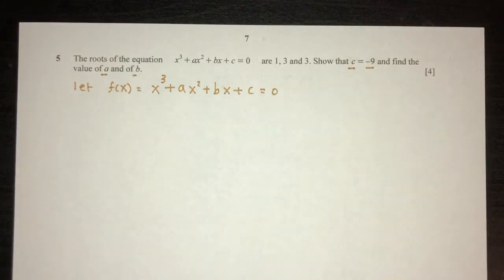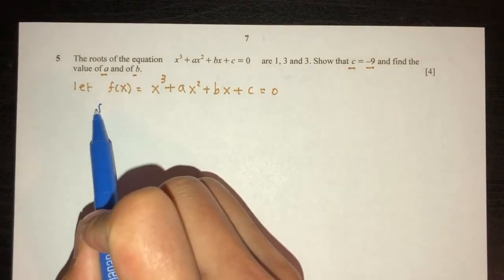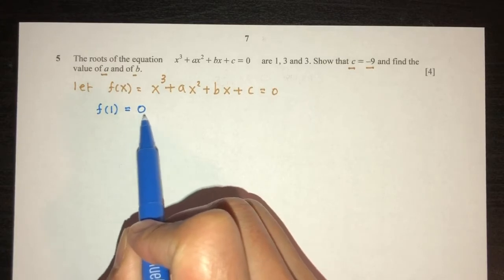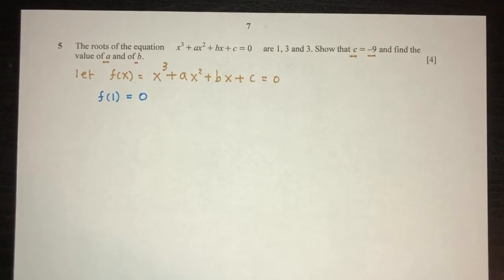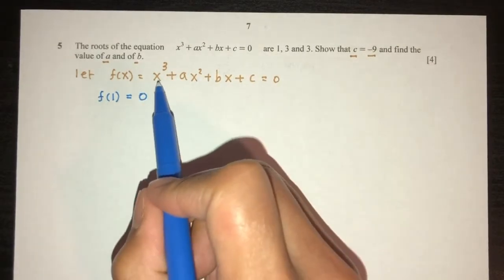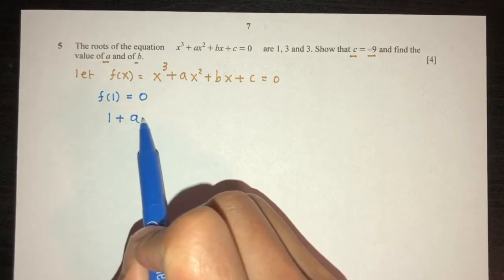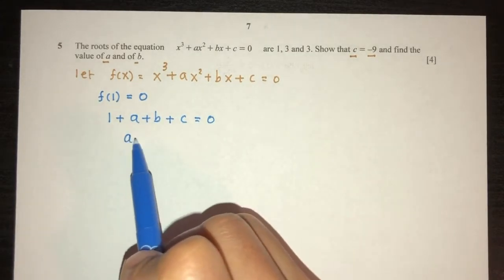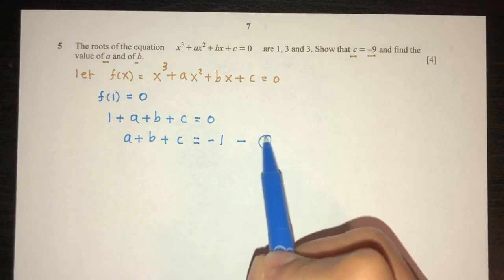Now we can form a few equations. We know that these are roots, so f of 1 has to be 0. The remainder theorem gives you 0 because they are roots. You have no remainders when you put these values in the equation. So you will have 1 plus a plus b plus c equal to 0. So a plus b plus c equal to minus 1. That is your first equation.